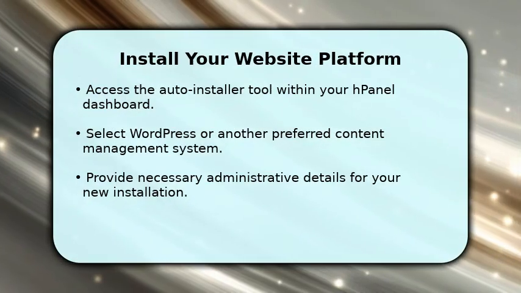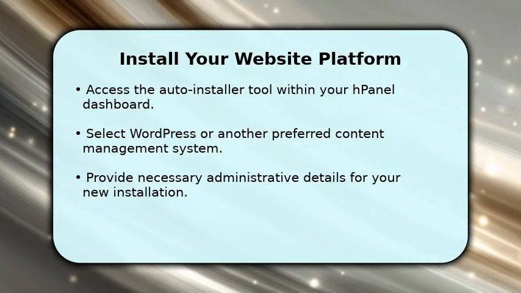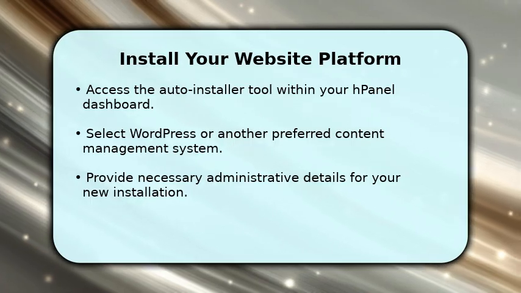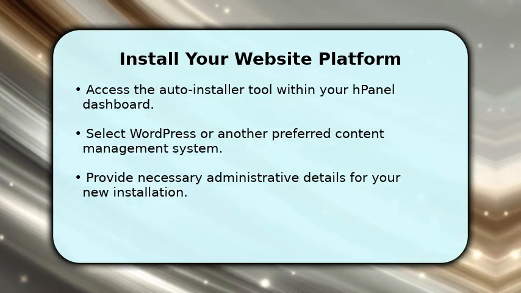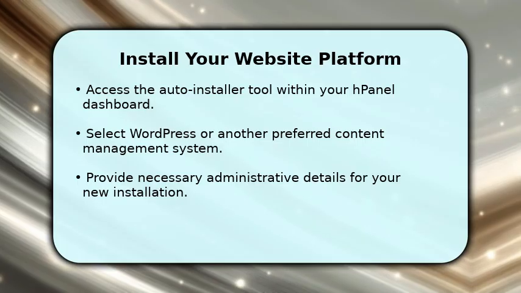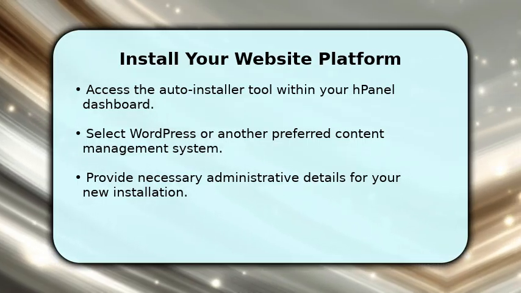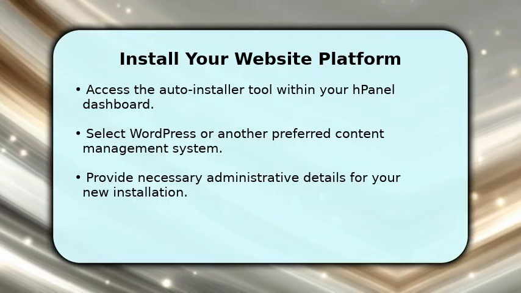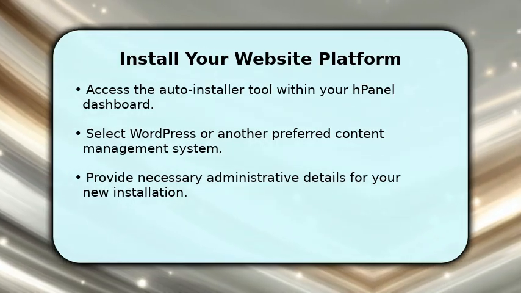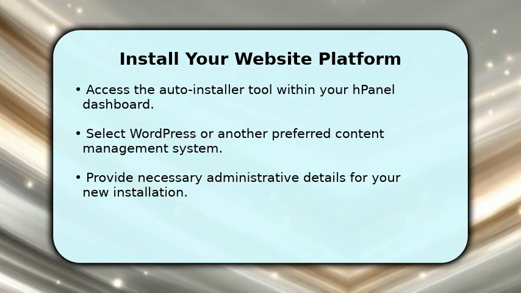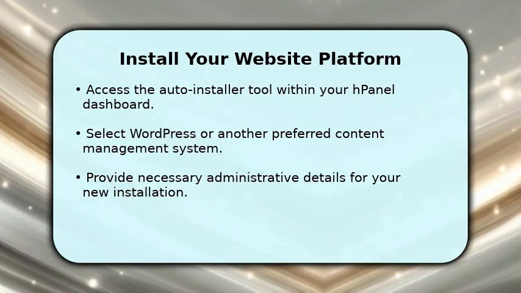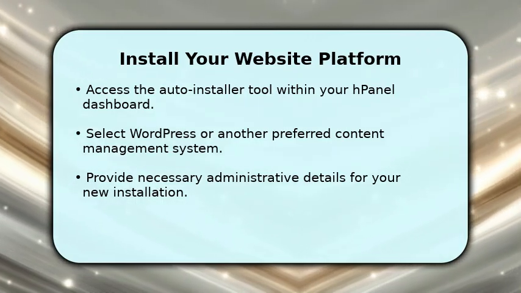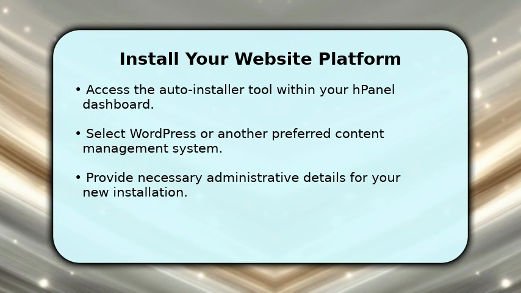Now, let's install your website's platform. Hostinger's H-Panel offers a convenient auto-installer. Simply locate it and choose WordPress or another content management system like Joomla or Drupal with just a few clicks. You'll then enter your desired administrator username and a strong password, along with your site title. This process typically takes less than 5 minutes, quickly preparing your site for content.